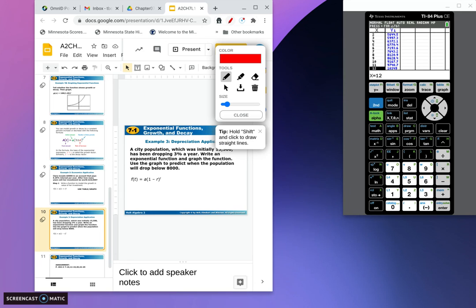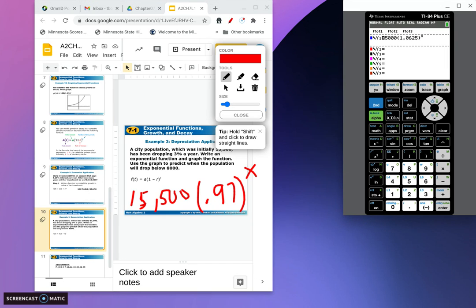So once again, we're going to start with 15,500. And since we're dropping by 3%, we're going to subtract that from 1. So what's remaining is 97%. And we want to know what happens there. So let's go back to the y here and clear that out. We start with 15,500, and we're going to go 0.97. Since we're decreasing by 3%, we're going to raise that to x. There it is. And now we're going to make that table.